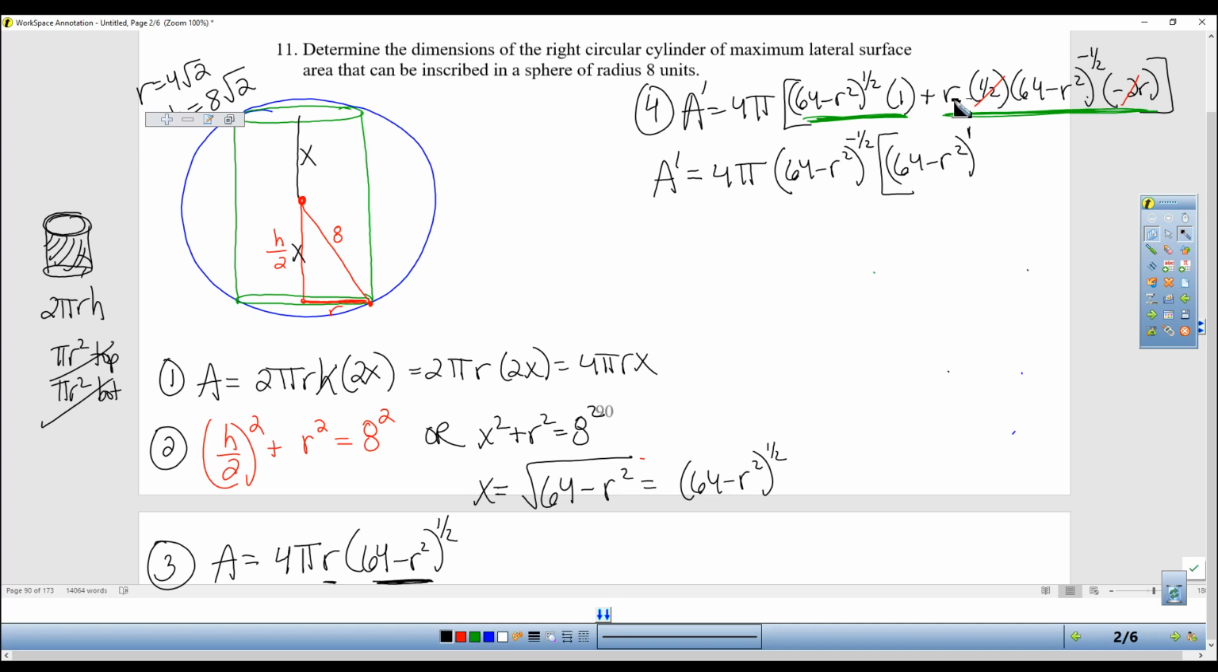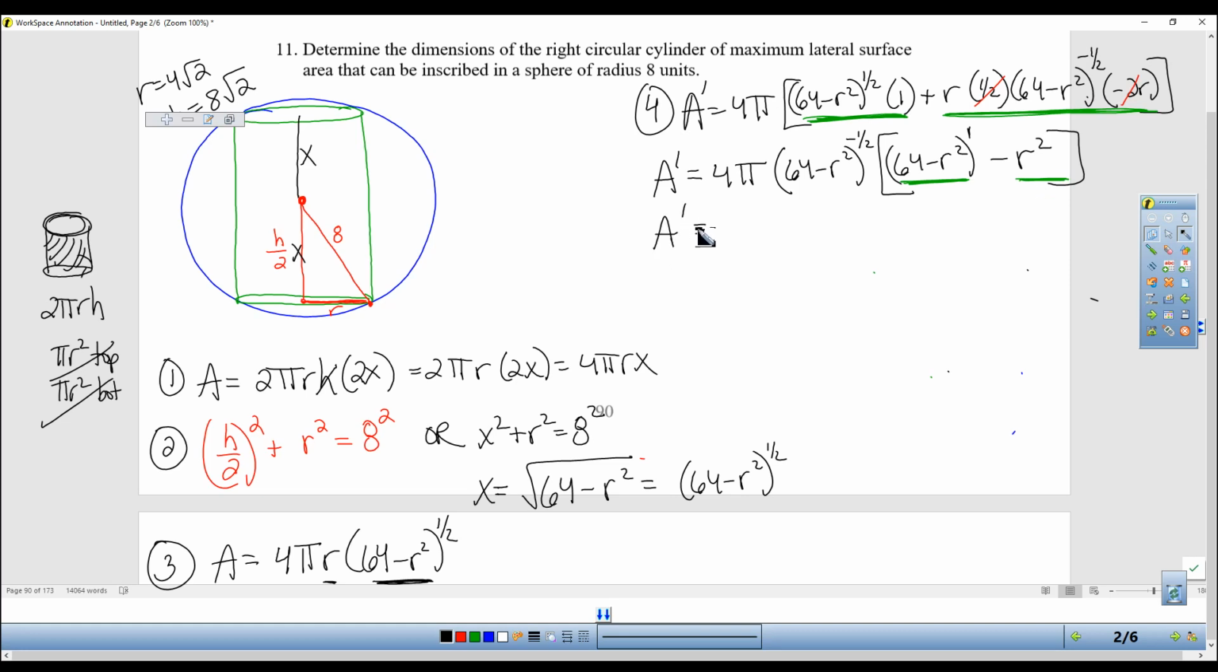And then I have an r times a negative r gives me negative r squared. So there should still be 2 parts. This is the part that sometimes people mess up. If originally you had 2 things and you're factoring out, you should still have 2 things. This negative r squared is not being multiplied, it's being subtracted.